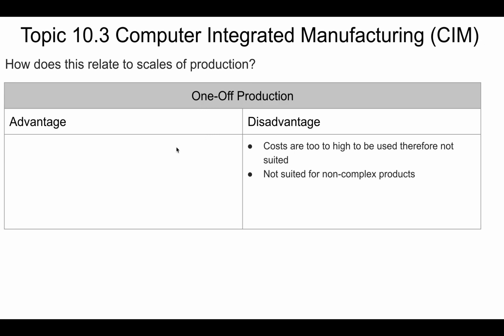If we're talking about one-off production, there's really very little advantage to using this, because the costs are too high. If you're producing very small numbers of custom-made things, the cost is just too high to get all of these machines, so you're not going to do it. It's also not well suited for non-complex products. If you have something fairly simple, it's not well suited for that. So there's really no advantage to using computer integrated manufacturing currently for one-off production.